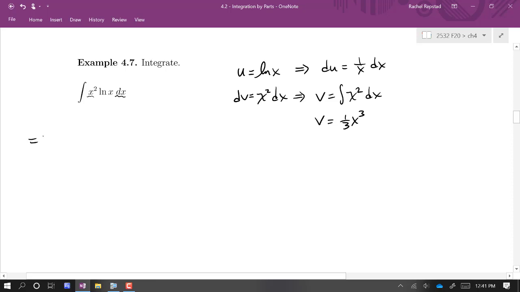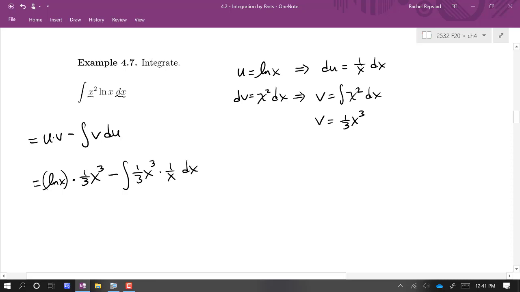Now let's put this together. Again, I'm just going to write out the integration by parts formula. That'll be u times v minus the integral of v du. So u times v is ln x times 1/3 x cubed, minus the integral of v du, so it's 1/3 x cubed times 1/x dx. So integration by parts, again, just allows us to rewrite the integral in terms of another integral, and now we're just going to try to attack this problem.